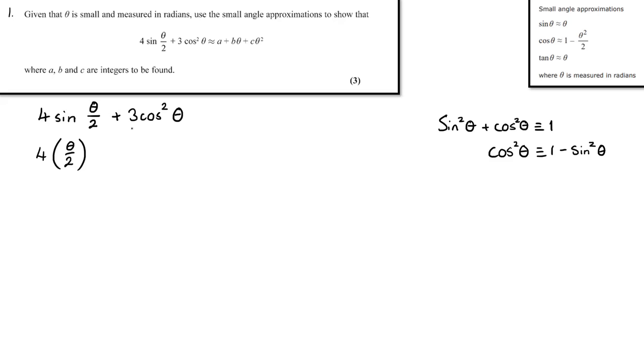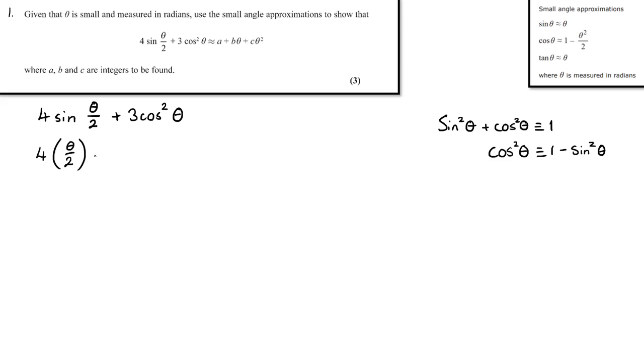You can use this result here of cos theta being approximately 1 minus theta squared over 2, square that and times that result by 3. But the actual working is more complicated. Nothing too crazy, but it makes sense. It's easier just to use this identity here.